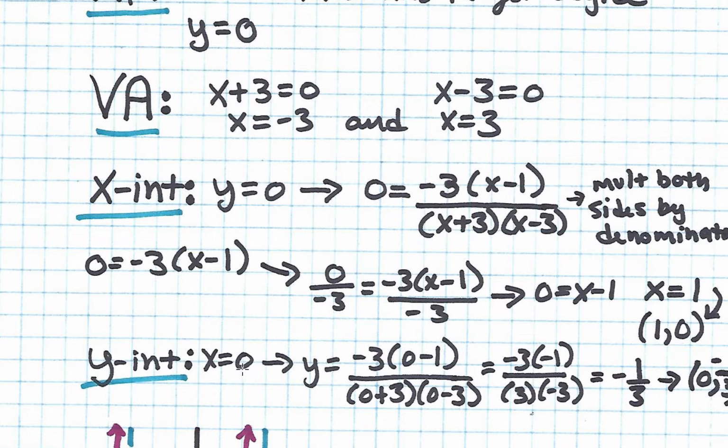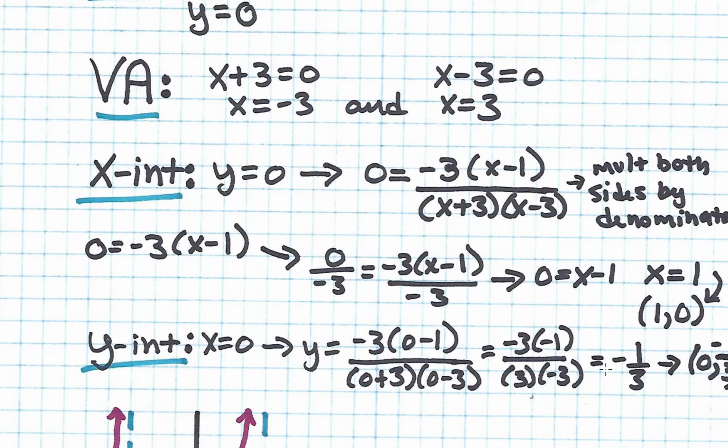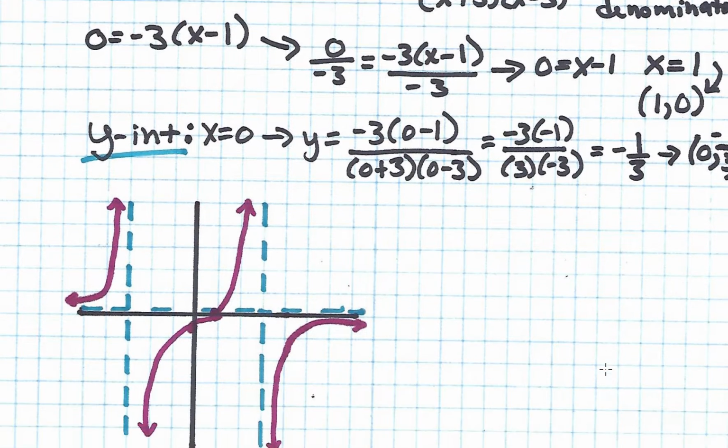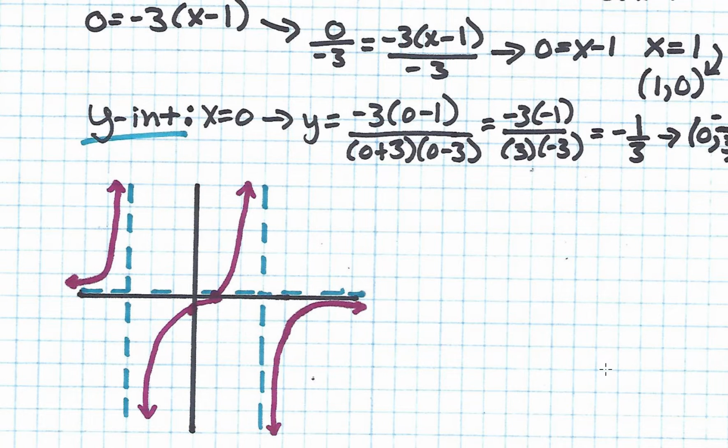The y-intercept, you plug in 0 for x. Simplify all this, we end up with y equals 1/3. So your y-intercept is at the point 0, -1/3. Okay, now because we didn't have any holes here, you end up with a funky looking graph.